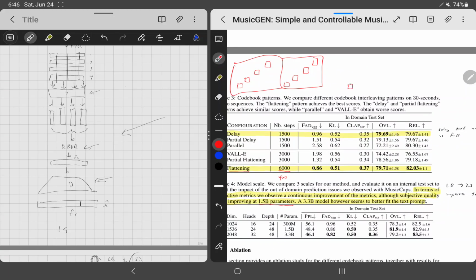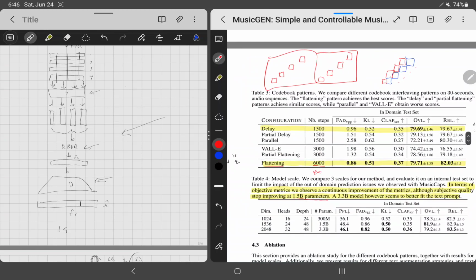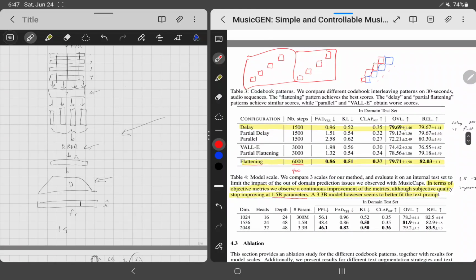But the delay strategy, where you have the first token right here, and then the second token underneath it, and then the third token, and so on. They find that works very, very similarly to the flattening strategy, but in a fourth of the time. So, which is way better. No matter how good flattening is, it will take forever to generate.